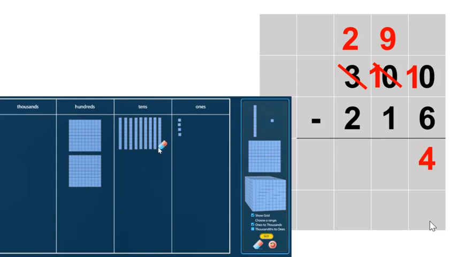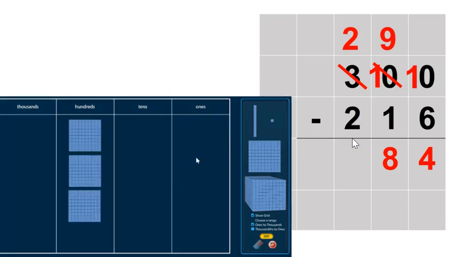Now I'm taking one of my tens away to get 8, and then 2 of my hundreds away to get 0. So my answer is 84.